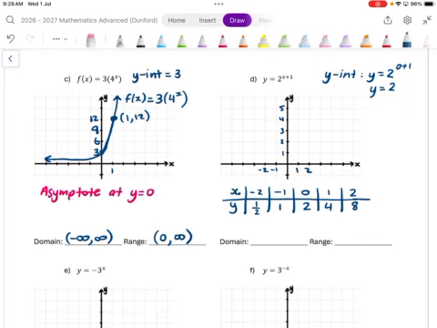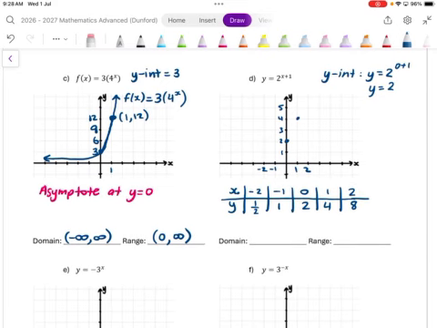Okay, so if we plot these points, so we have our y-intercept at 2, at 1 it's at 4, at 2 it's at 8, that's off our graph, that's totally fine. At -1 it's at 1, and at -2 it's at a half. So we get the shape of our graph. It's a nice smooth curve. I like to maybe draw the points that I have and then put my tail on the end.